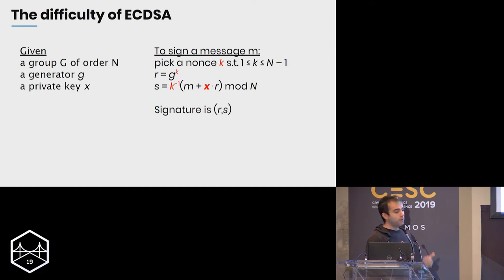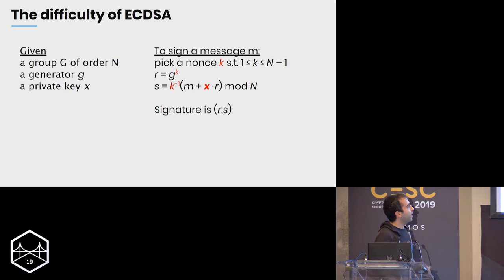In ECDSA, you have a group G of order N, you have a generator G for that group, and you have a private key X, which is just an element of Zn. And to generate a signature, you pick a nonce, K, which is also in Zn, and you compute R equals G to the K, and S is K inverse (M plus XR).